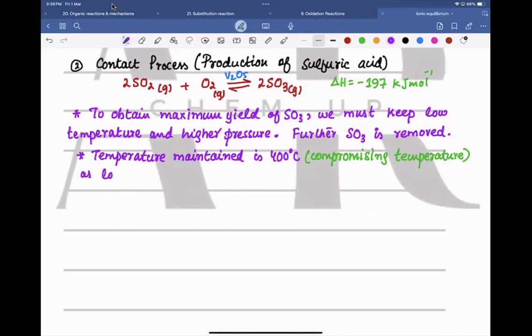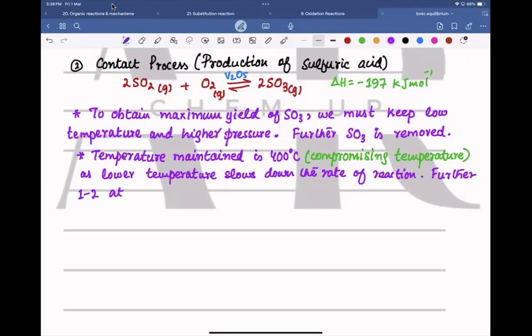As lower temperature slows down the rate of reaction. Further, 1 to 2 atm pressure is applied. See, the pressure over here is also not much high.